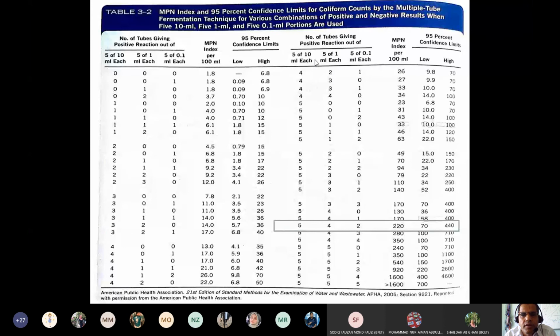Okay, here 5 of 10, 5 of 1, 5 of 0.1. Why is the dilution 10 times? Dilution 10 times. So you see here 5, 4, 2. How much is the MPN? It is 2, 2, 0. Okay. What about low and high?